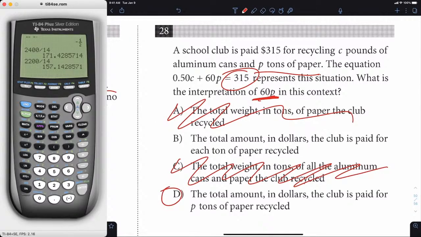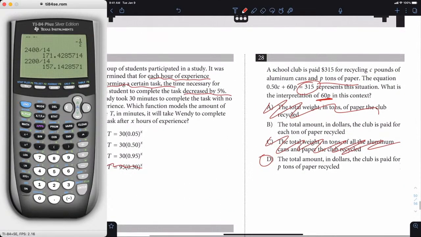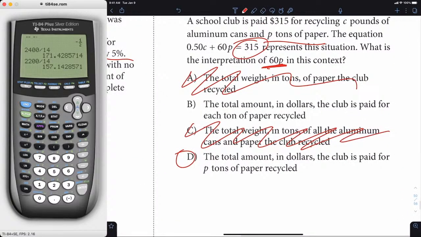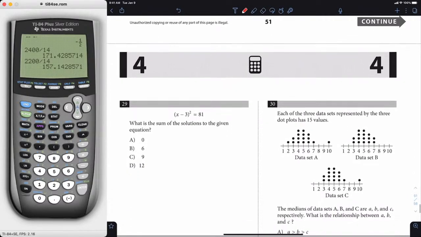Okay, yeah. I thought they said, what is the interpretation of 60 in the context? That's why I was a little confused. But yeah, the answer is D. You're right, because it makes sense. If you have 6 tons, it's going to be 60 times 6, $360. Yeah, okay. I'm okay with that.